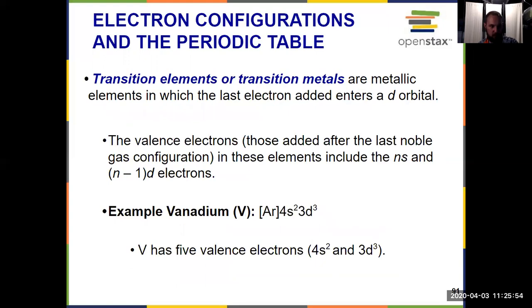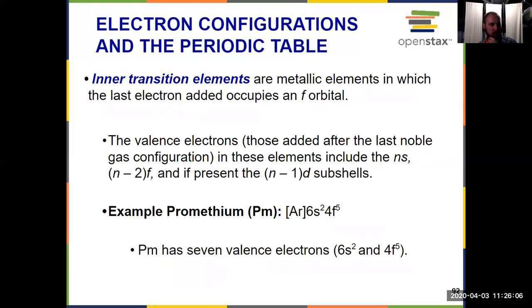Transition metals we defined before. That's where the last electron went into a d orbital. That's our d block in the middle. And then lastly, our inner transition metals are where the last electron went into the f orbital, the f block. So these are things we learned earlier in the semester. That shouldn't be the first time you're hearing those. Main group, transition metal, and inner transition metal. Now we just have a new way of defining them.